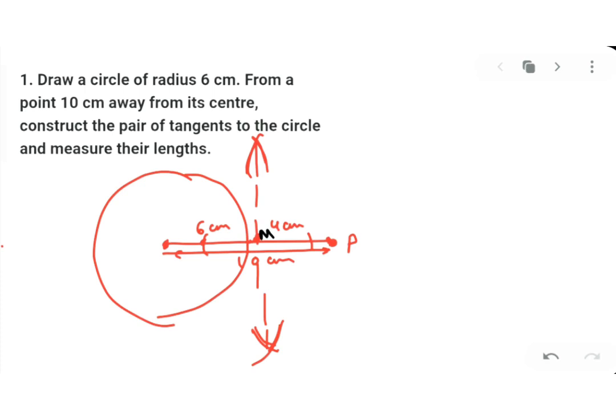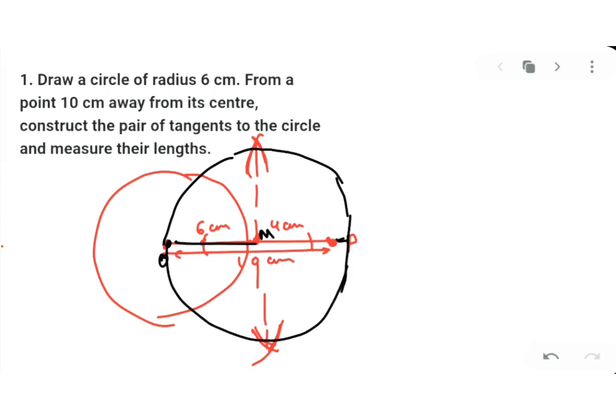Now you have to take M as a center and you have to measure MO. This is your center O, this is your MO. You have to take MO as a radius and you have to draw a circle. So naturally it will go through P and the circle will be something like this. Got my point clear? The circle which is drawn now will intersect the previous circle. Can we name the points Q and R?